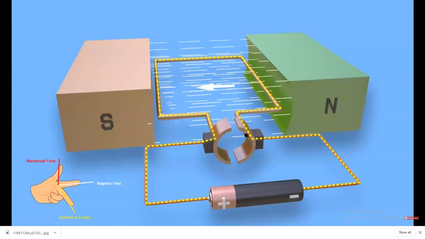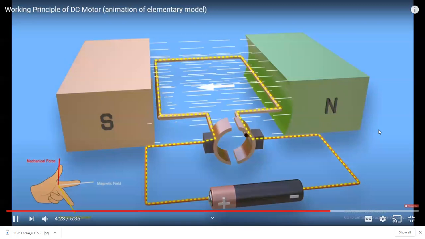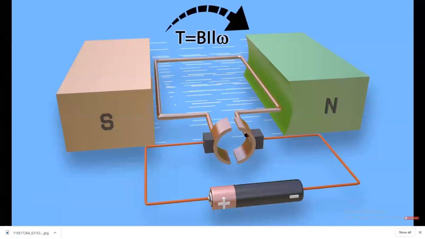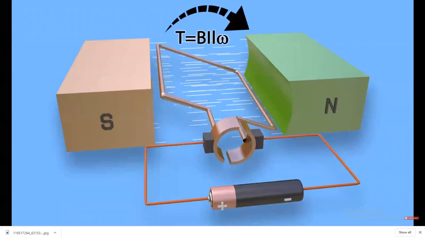If the forefinger is aligned in the direction of the magnetic field, that is, from north pole to south pole, and the second finger is aligned in the direction of the current in the right side conductor, then the thumb indicates the direction of mechanical force. This is clearly downward here. So these upward and downward forces tend to rotate the turn in a clockwise direction.